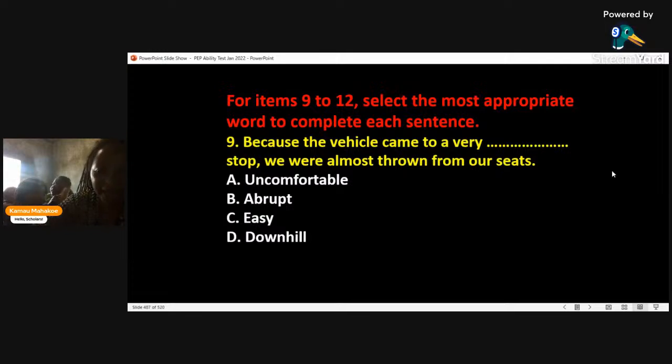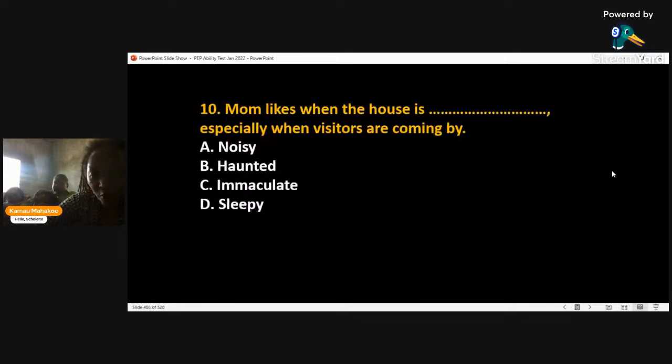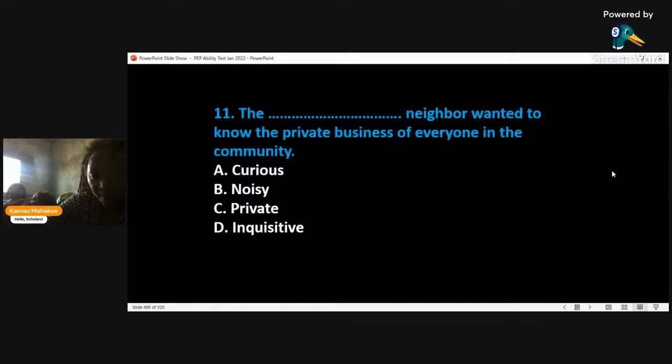Because the vehicle came to a very dash stop, we were almost thrown from our seats. Abrupt. Abrupt means sudden. So because it came to a very sudden stop, we were thrown from our seats. Mom likes when the house is dash, especially when visitors are coming by. Immaculate. Yes. The dash neighbor wanted to know the private business of everyone in the community. How do you describe a person who wants to know what people do? Noisy. Curious. Not just curious, inquisitive. Inquisitive.